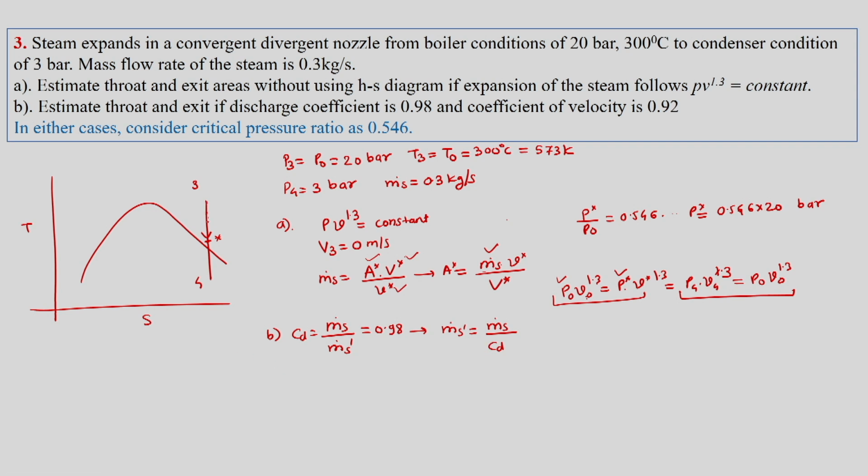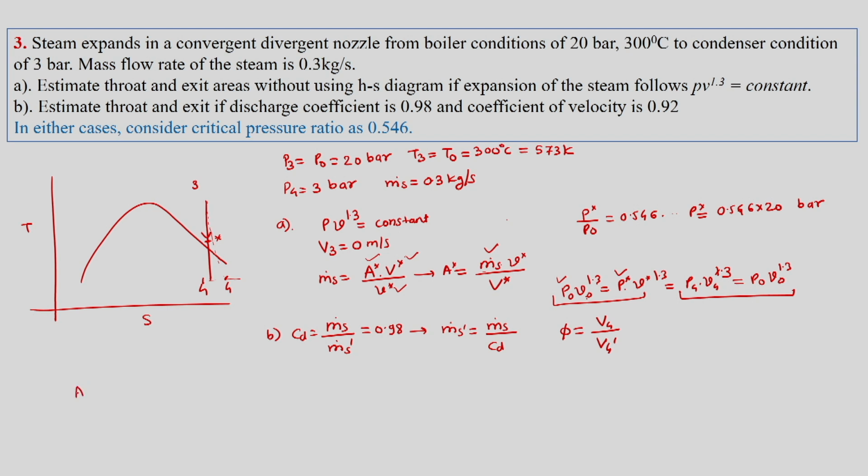Further, this is the condition: this is 4 dash and this is 4. Then we are told that there is a discharge coefficient. So for the discharge coefficient phi, as we know, it is V4 divided by V4 dash. These are the facts, and now we are told to find the throat area, to start with.